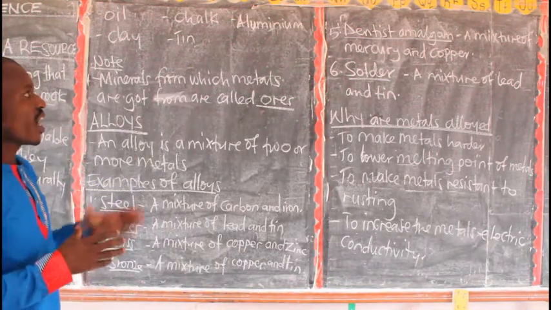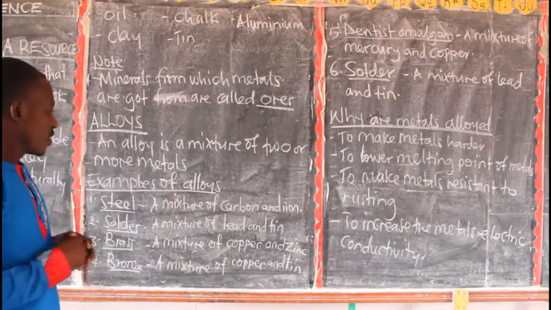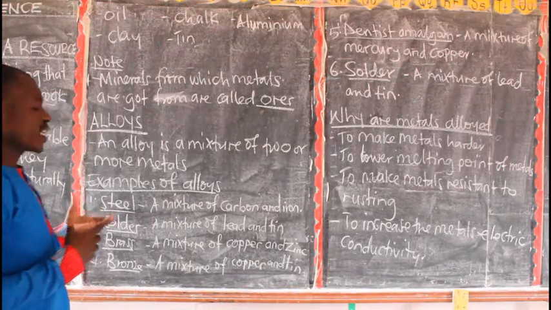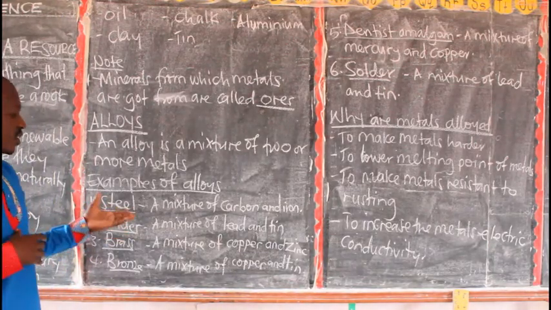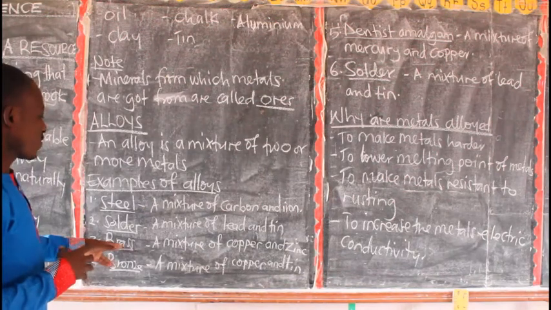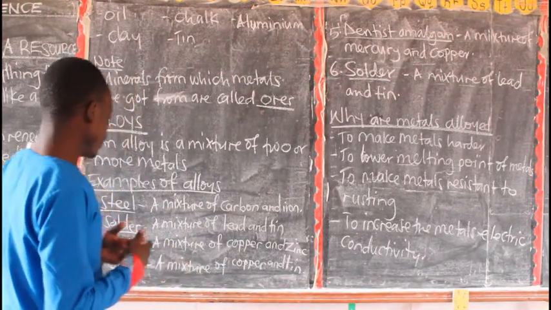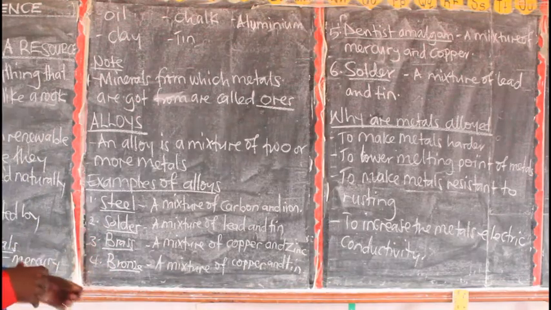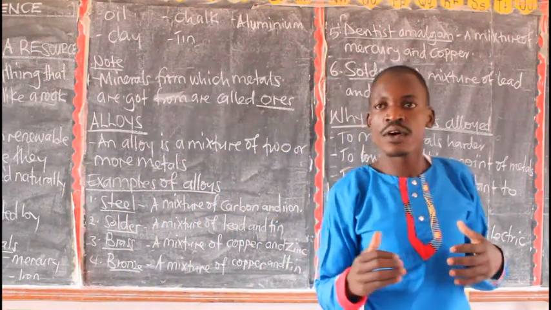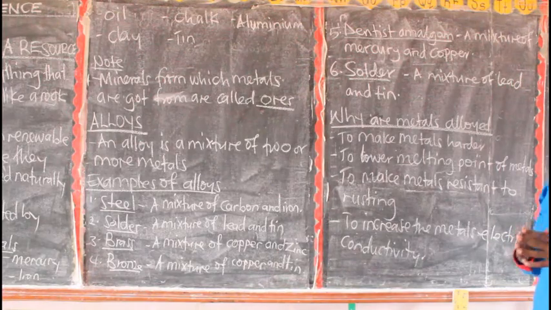So members, these are some of the examples of alloys. These alloys are very important. Steel is used for making utensils. Solder is also an alloy which is used for joining metals. Then we have brass. Brass is made up of copper and zinc, which is used for making electric wires and tubes. Then bronze for making coins and also medals. Then we have the dentist amalgam. Dentist amalgam is used for filling the tooth. When your tooth has a hole, you go to the hospital, they fill it with dentist amalgam.